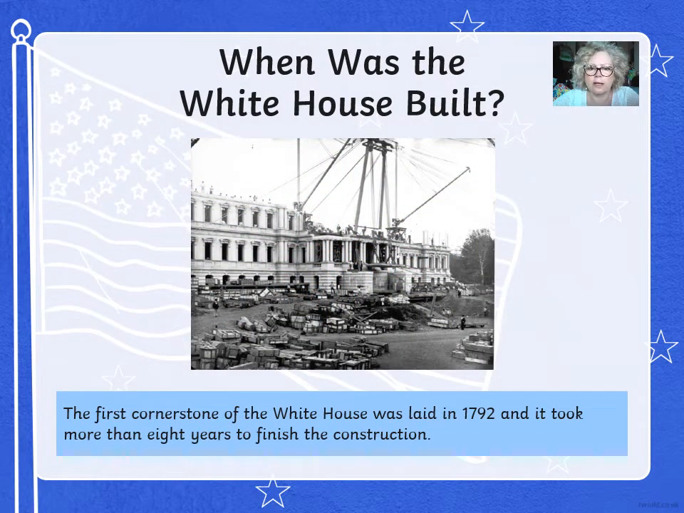When was the White House built? So the first cornerstone of the White House was laid in 1792, and it took more than 8 years to finish the construction. Wow.